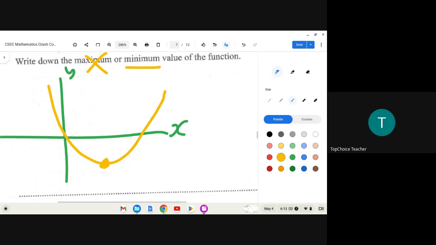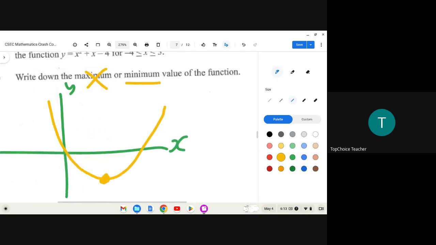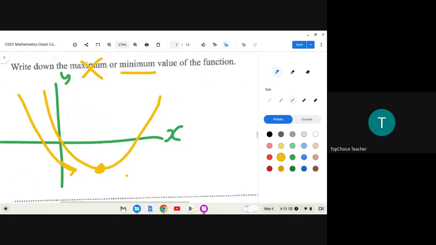And sometimes you would hear people calling this the turning point or the critical point of some sort. That is where we stop going down and start going upwards. So that is the minimum: the coordinates of this particular point at the bottom of your curve.